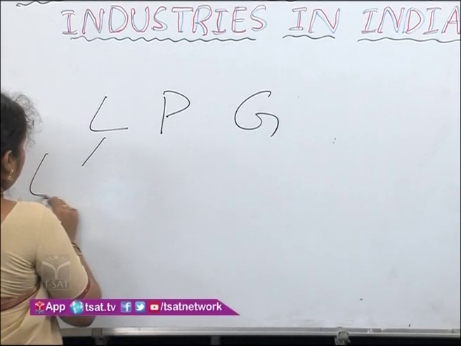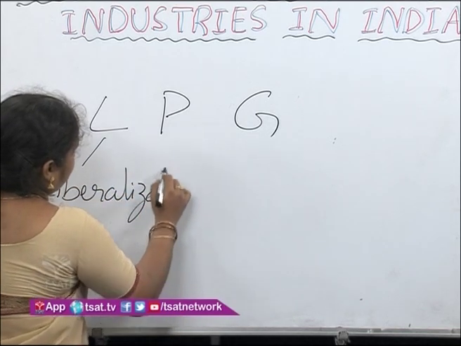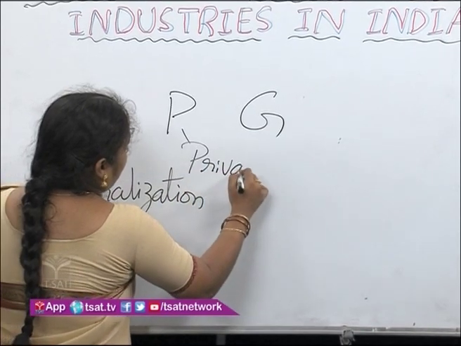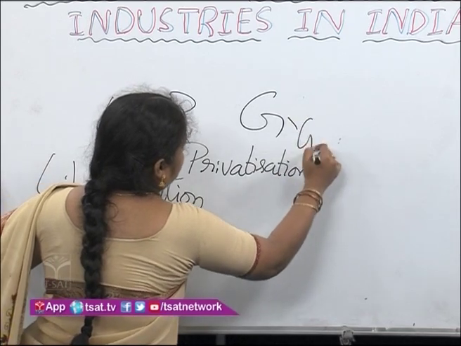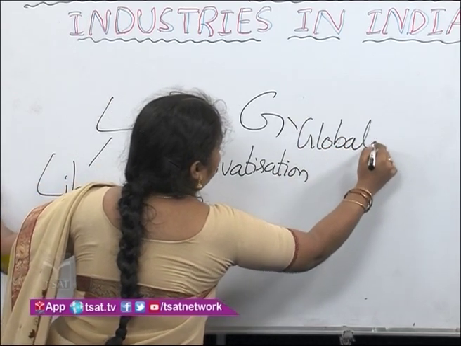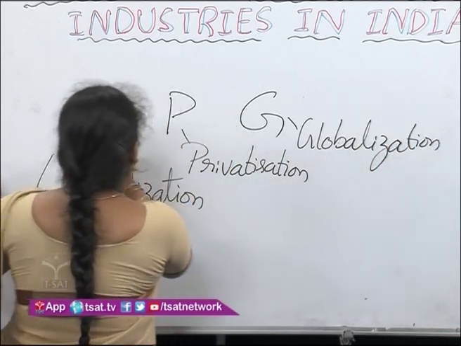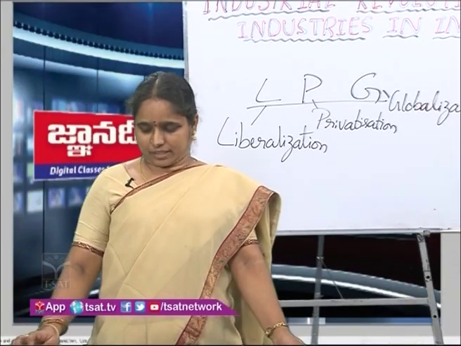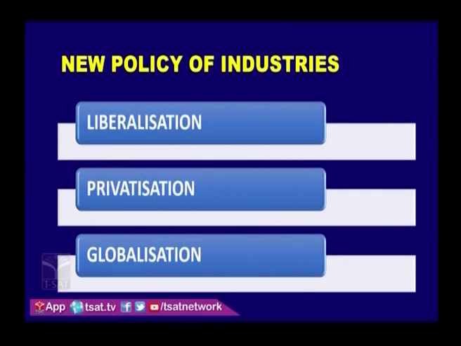L stands for liberalization, P stands for privatization, and G stands for globalization. So after this policy was implemented, there was tremendous change in the economy of our country. As you can see, the three names over here. Let's see what they are.